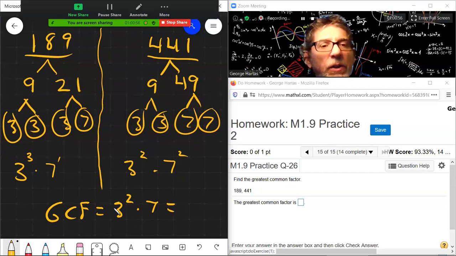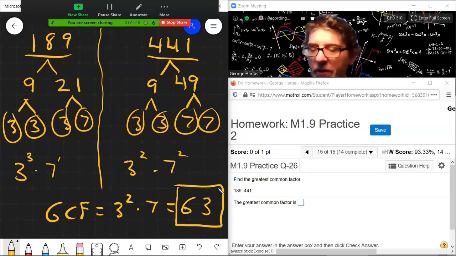And then we got 3 times 3 is, remember, 3 to the 2nd power is the same as 3 times 3. And 3 times 3 is 9. 9 times 7 is 63. So 63 is the greatest common factor.